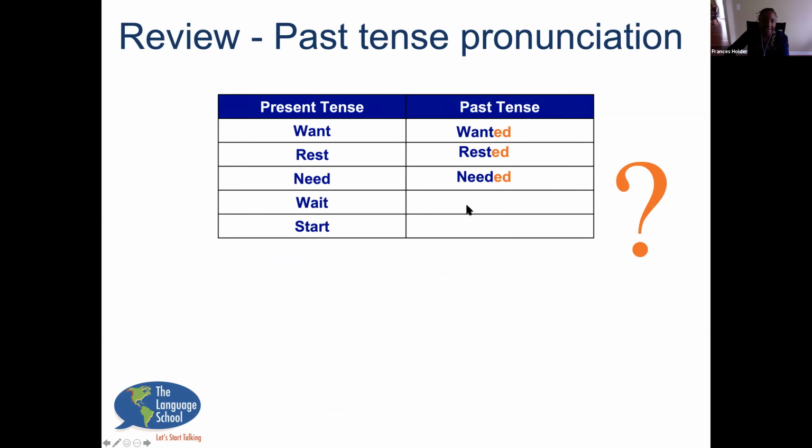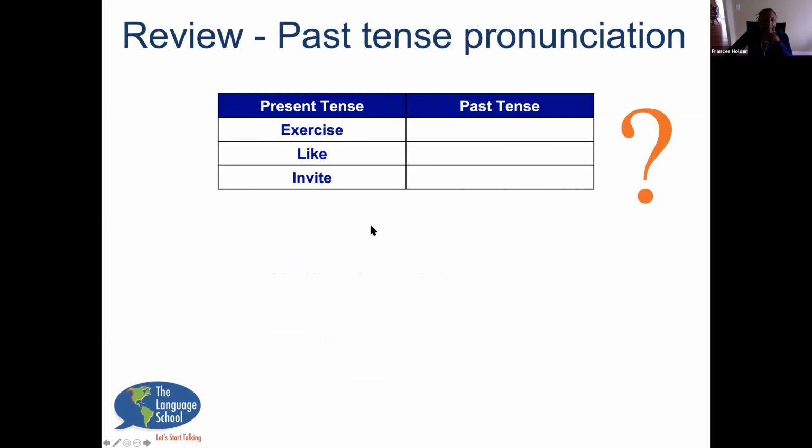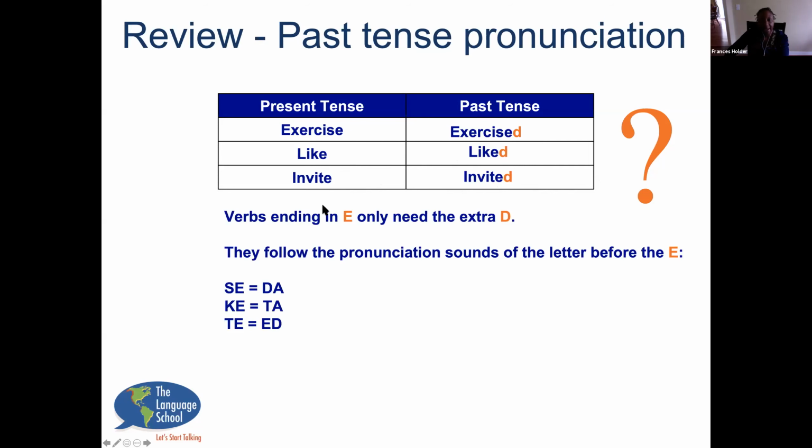Wanted, rested, needed, waited, started. Exercised, liked, exercised, liked, and then invited. Now, every time you see that ED, you're kind of tempted to pronounce it like exercised or liked, but not in this case. You only pronounce that ed when there's a T or a D at the end of the verb.